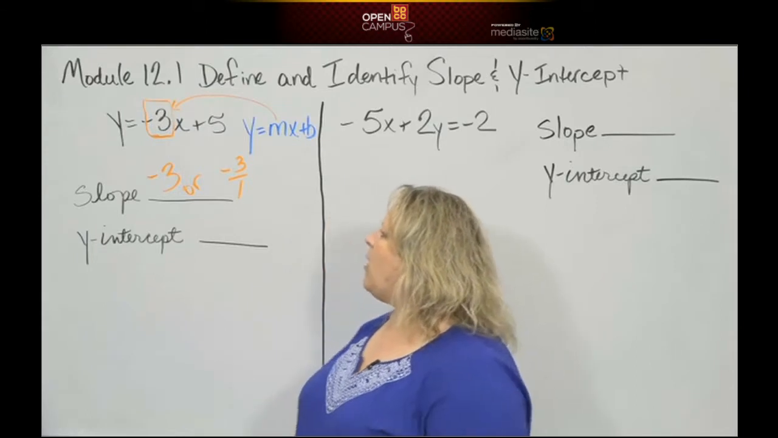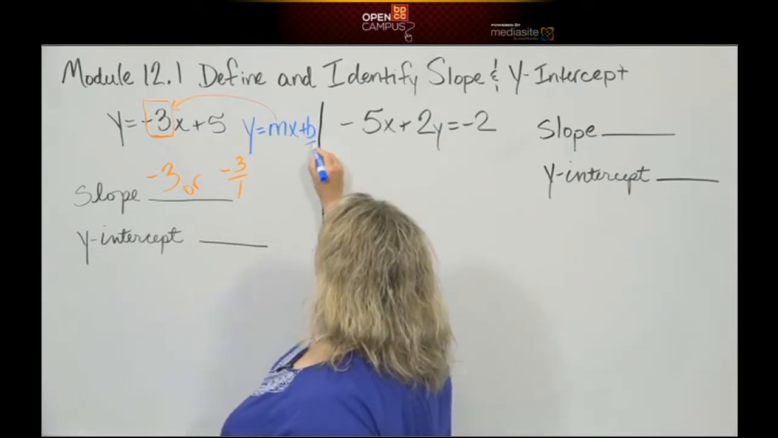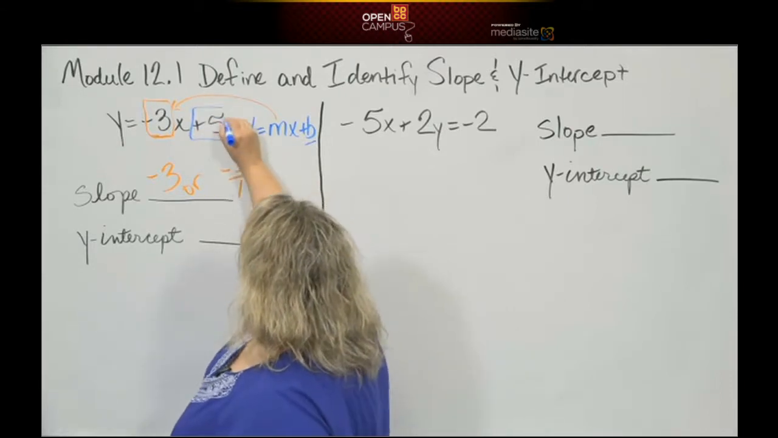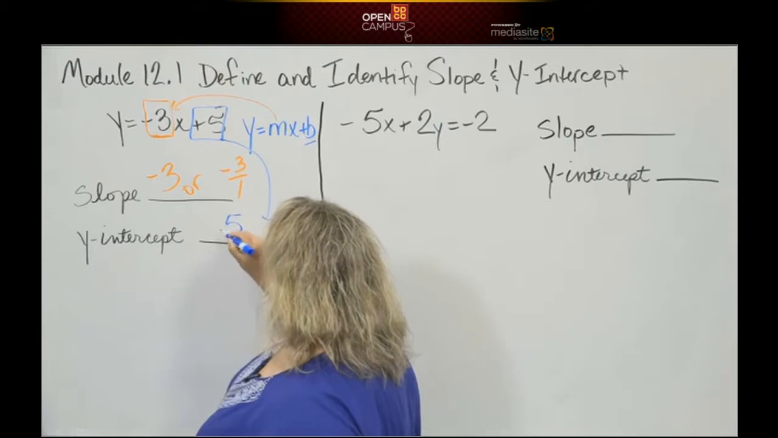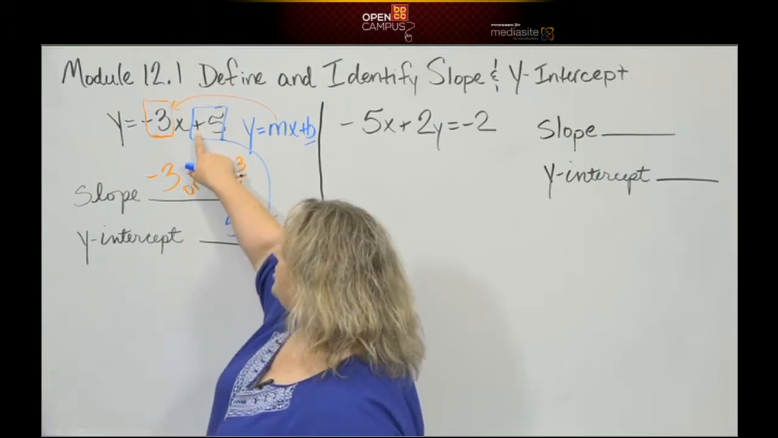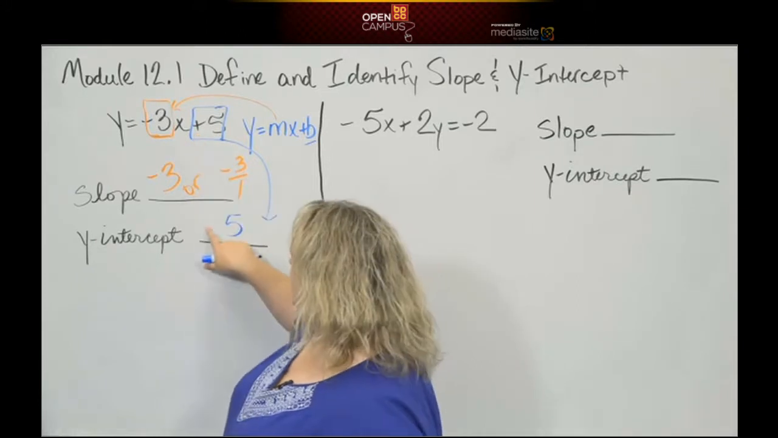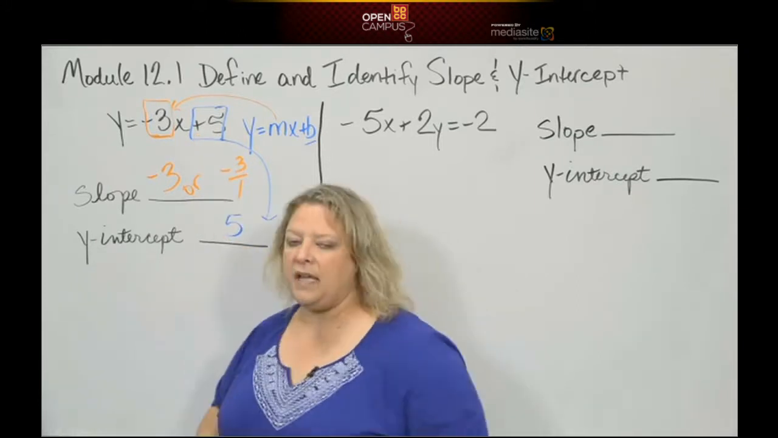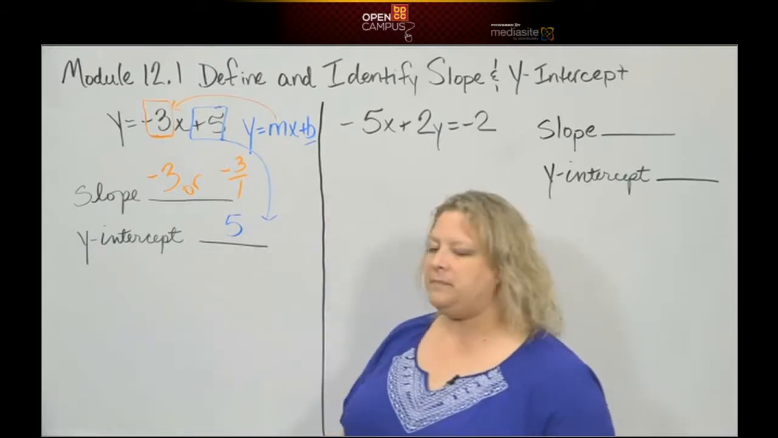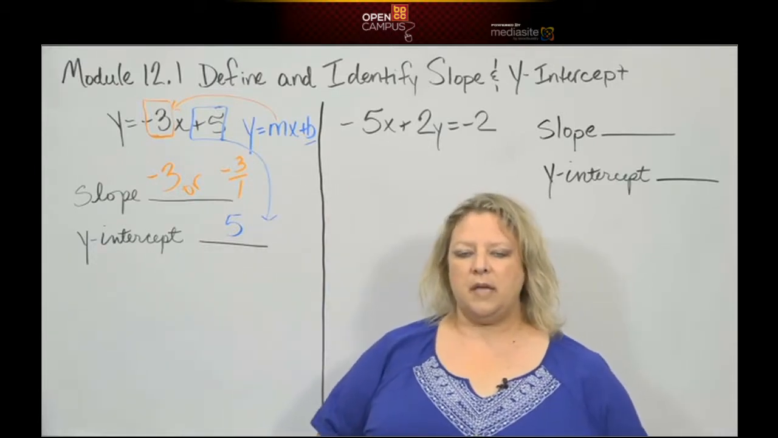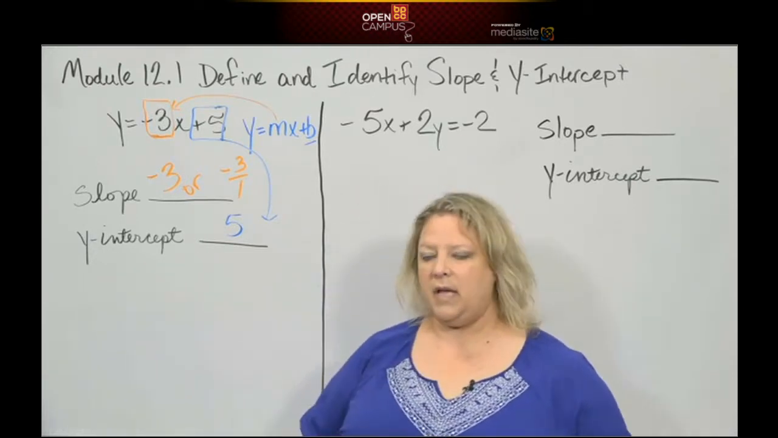Now let's talk about the y-intercept. What could the y-intercept be? It's the letter b. That letter b is positive 5. Now, if this was a subtraction sign right here, if it said minus 5 instead of plus 5, then you would write negative 5 because the sign goes with it. Now again, what does this y-intercept mean? The y-intercept is where the line is going to touch the y-axis, okay?